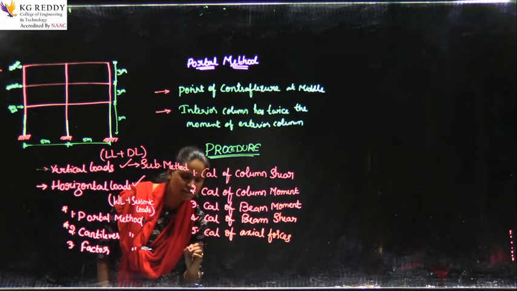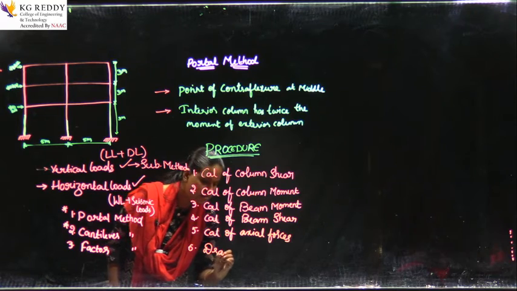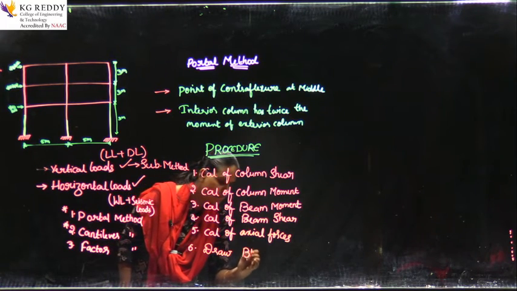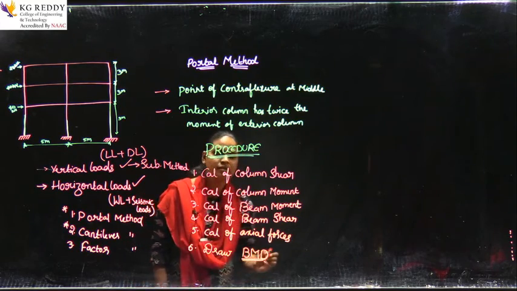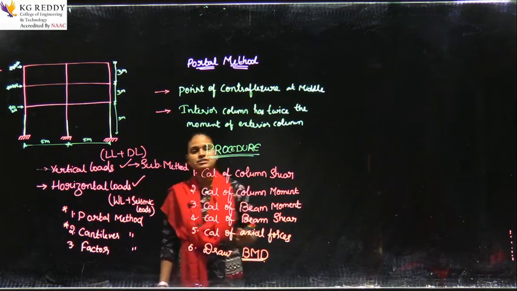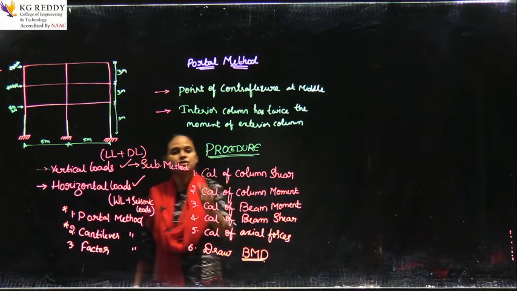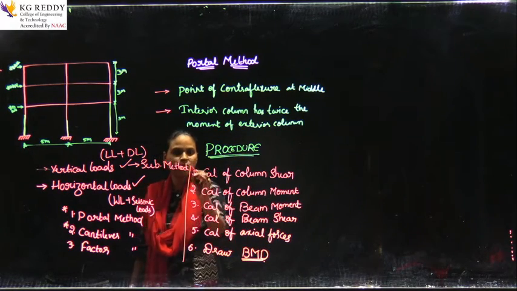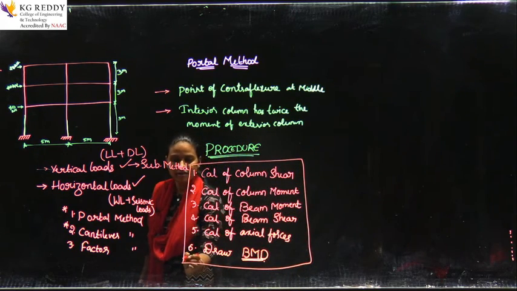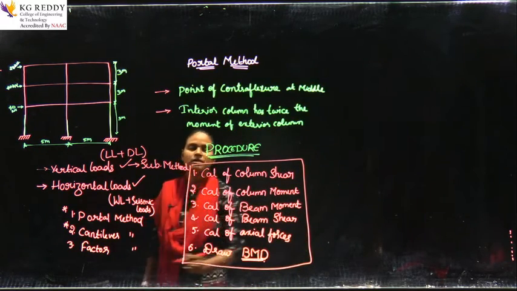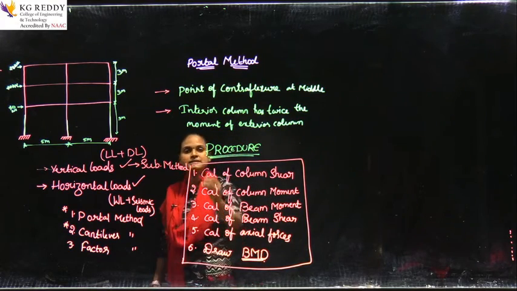And the sixth point, if in any question they ask you to draw the bending moment diagram, you need to draw the BMD, the bending moment diagram, for the given analysis of the structure. So these are the important points which you will be considering for solving a portal method problem. If you are done with these 6 steps, then your analysis will be done, and you will have the bending moment diagram and the shear force diagram as well for the problem. This is the procedure.